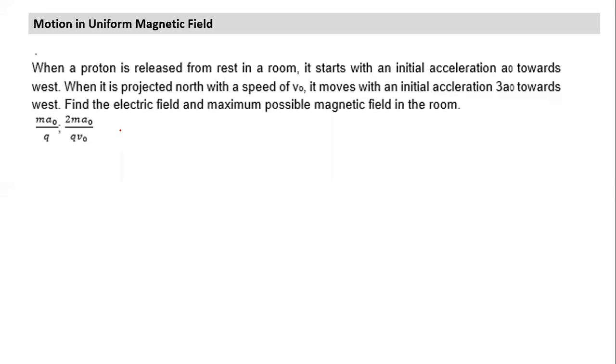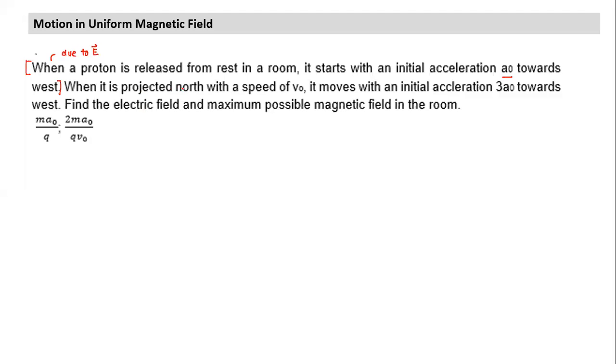Whenever questions involve north, south, east, and west, they become a little complicated. When a proton is released from rest in a room, it starts with an initial acceleration of A naught towards west. Which force must be making it move? It is released from rest and starts with initial acceleration A naught towards west. What does this part of the sentence imply? The initial acceleration will be due to the electric field only. This acceleration is only due to the electric field.